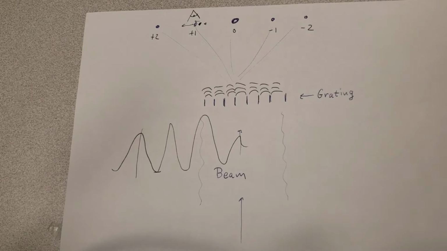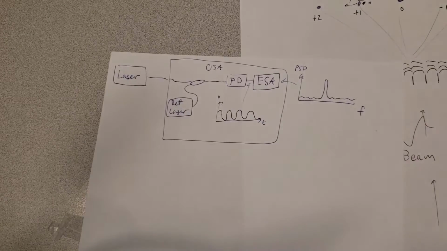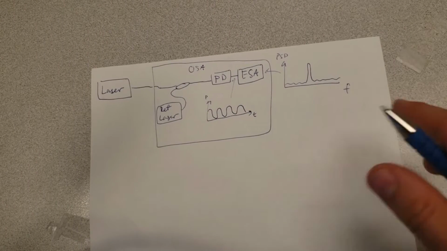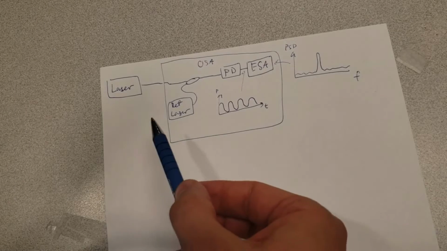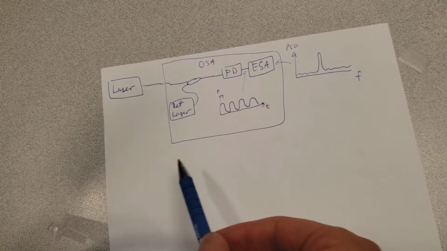Now there is another approach to building optical spectrum analyzers that I want to show you today. It works a little bit more like an electrical spectrum analyzer that you may be familiar with if you've done electrical engineering. The idea is that we have an incident laser here that we want to measure. We send it into this optical spectrum analyzer here.